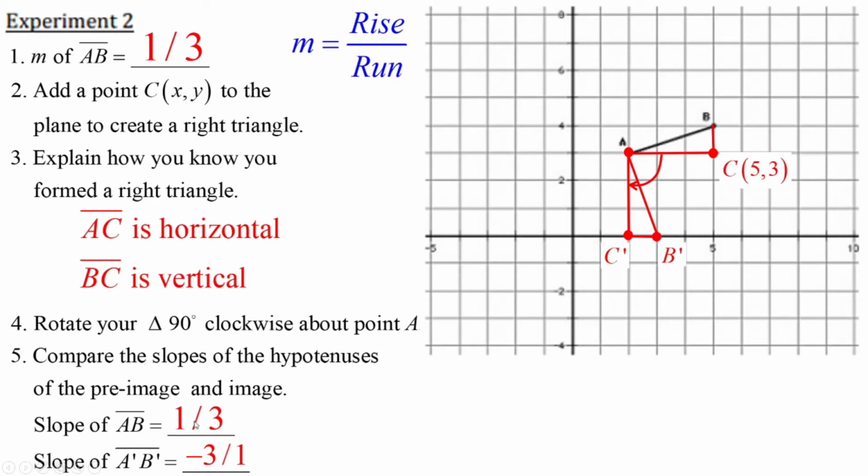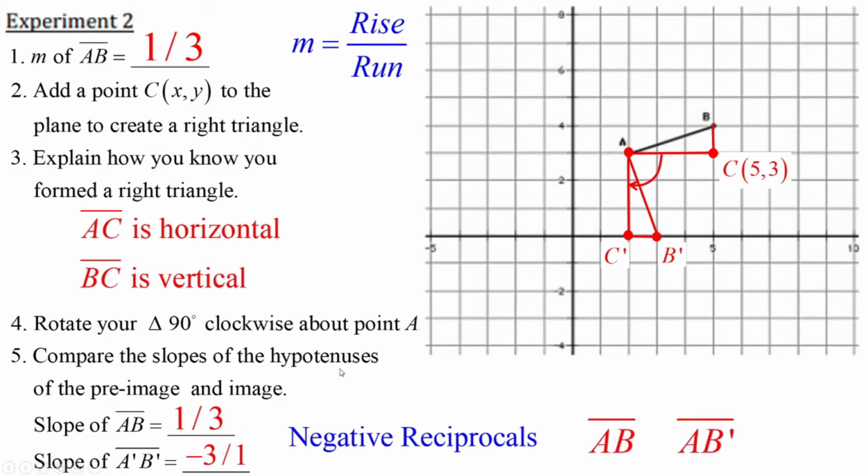Now look at those two slopes, 1/3 and -3 over 1. Yeah, negative reciprocals right there. 1/3 and 3 over 1 are reciprocals. One is positive and one is negative. So we are conjecturing that those must be perpendicular. So I'm going to say that segment AB is perpendicular to segment AB prime.